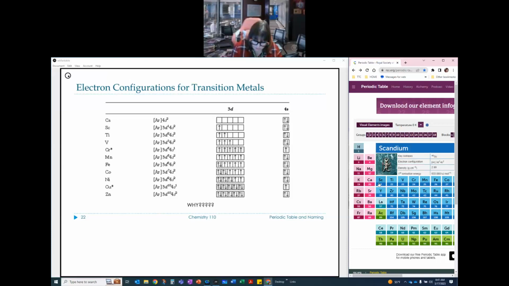Now, some sources will show you that the d is first rather than the s. I don't care which way you put it, because it's a debate as to which should go first. There are some people that are very emphatically against putting it second, because all the threes should go together and all the fours should go together. Frankly, I don't understand that. If it fills in a different order, shouldn't we write it in a different order? So that's how you see that I do it. Again, for scandium, I'd write this as [Ar] 4s2 3d1.